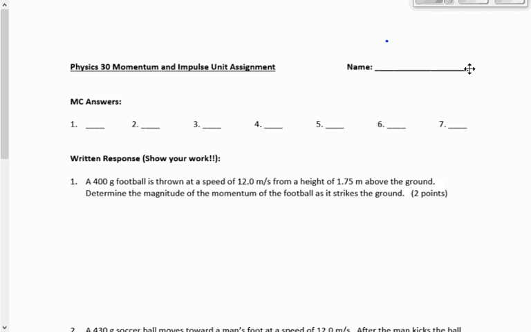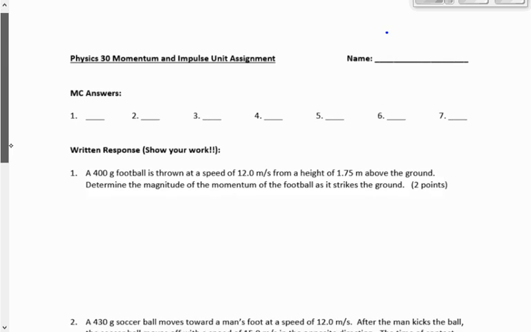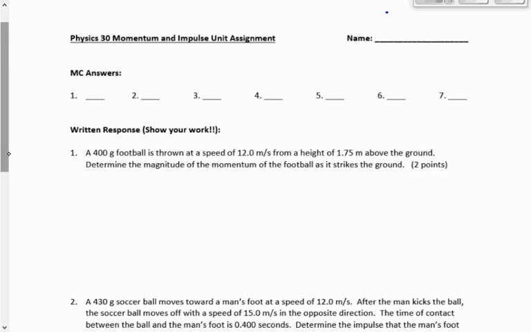Let's take a look at our unit assignments so that we can maybe use what we did right and what we did wrong to help us a little bit for tomorrow's test. Start with the written response here. Question number 1 says a 400-gram football is thrown at a speed of 12 meters per second at a height of 1.75 meters above the ground. Determine the magnitude of the momentum of the football as it strikes the ground.